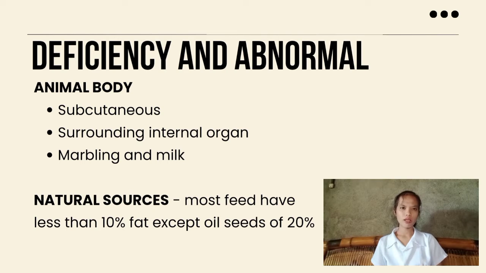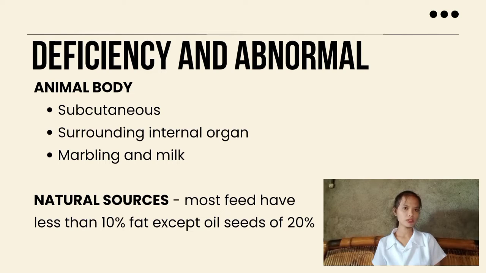Where do we locate or distinguish the fats? In terms of the animal body, there are three. First is subcutaneous, located under the skin of animals and accounts for the largest amount of fats in the pork carcass. The next one is fats surrounding an internal organ of the animal body. And the next one is the marbling and milk. Marbling appears in a delicate pattern of wavy lines in the meat.